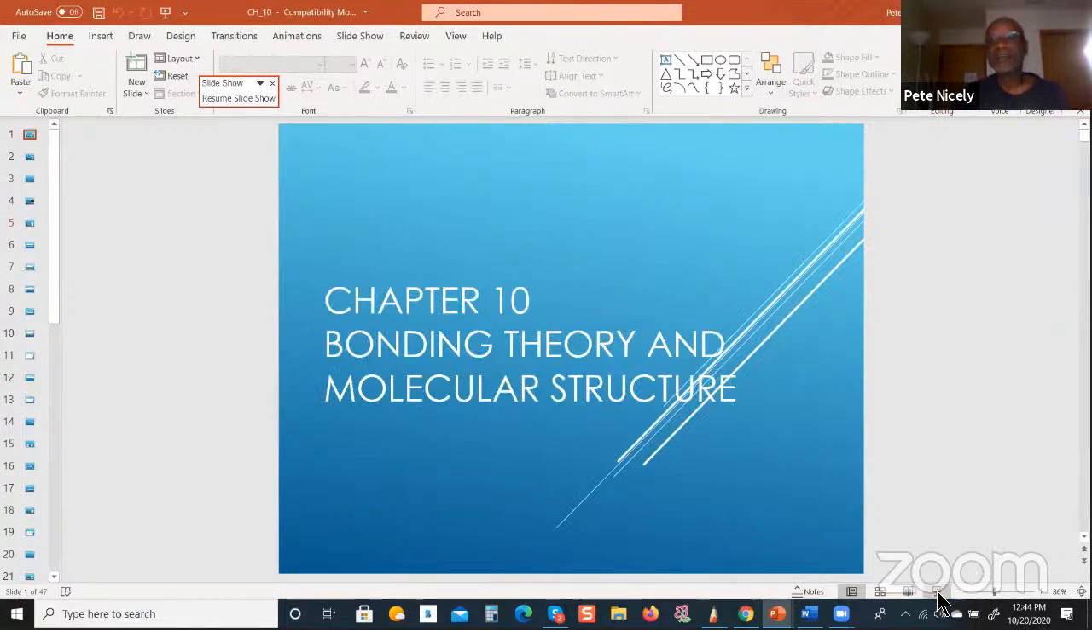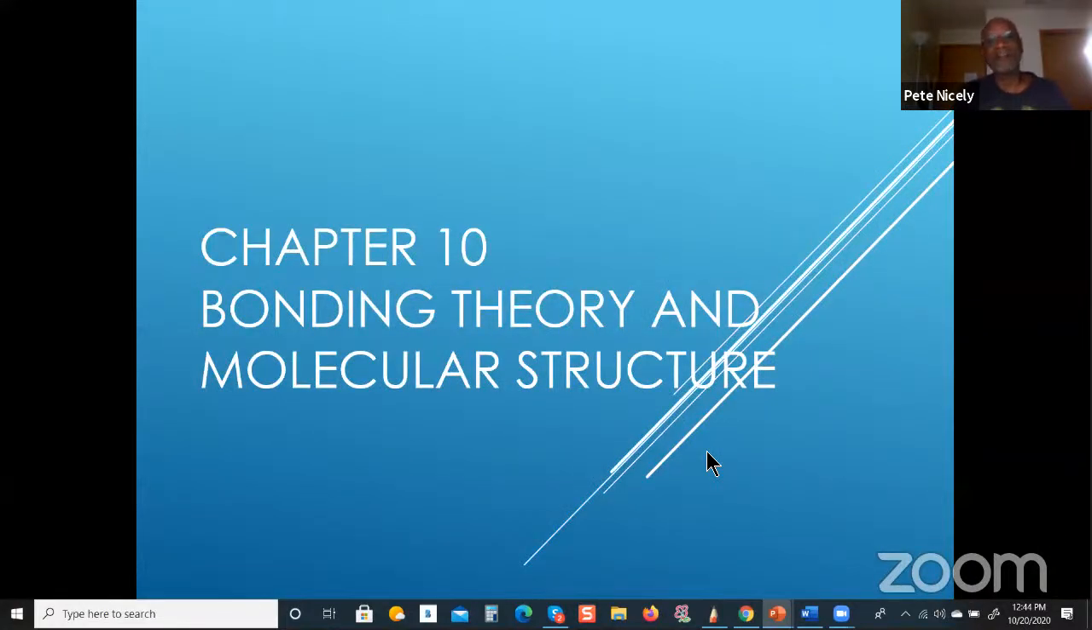Chapter 10 is totally dedicated to bonding theory and molecular structure. So in this chapter, we're going to go into more details about bonding. We kind of touched on it earlier when we were discussing Lewis structures. But in this chapter, we'll be concerned not only with how atoms are connected to each other, but also with how molecules and polyatomic ions adopt certain shapes. And also we'll be looking at how the electrons are arranged in terms of energy when it comes to molecules.